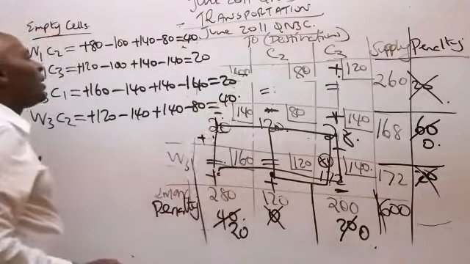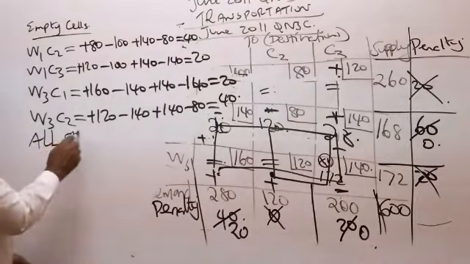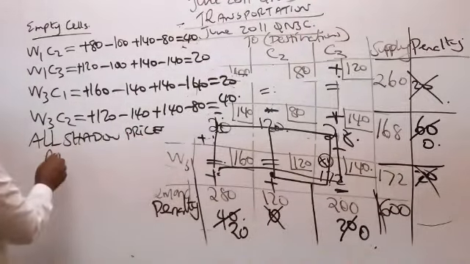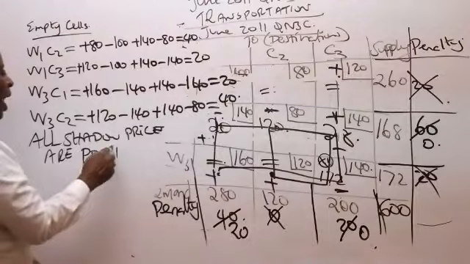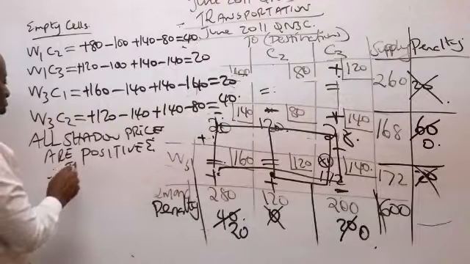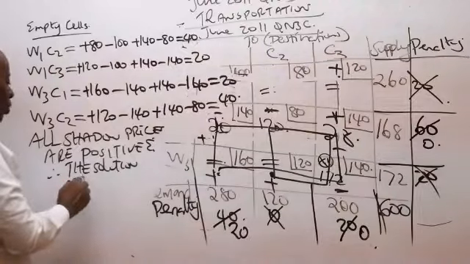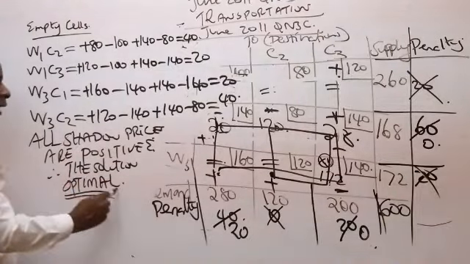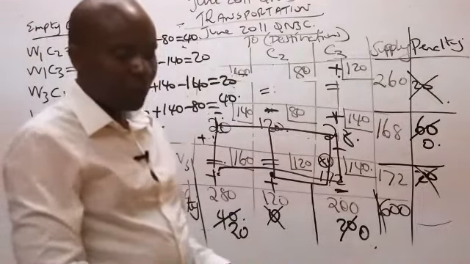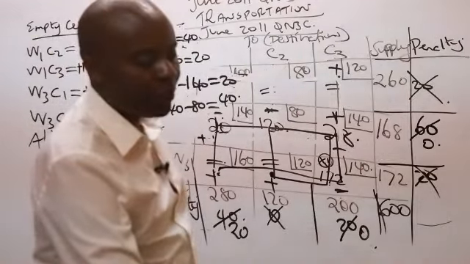So ladies and gentlemen, in this case here, what you are able to see is that all shadow prices are positive, and therefore the solution is optimal, and that marks the end of that particular question. So in this case, ladies and gentlemen, the shadow prices are positive, means good.